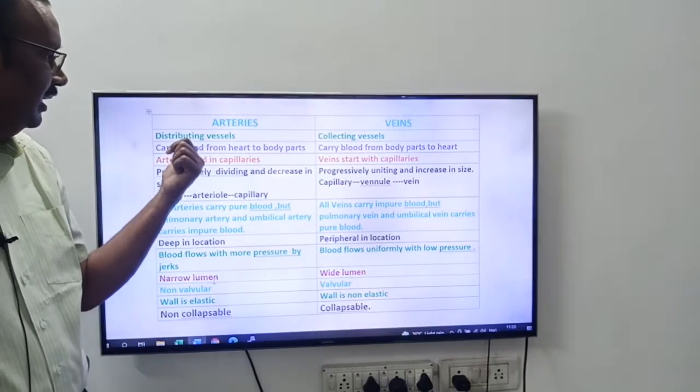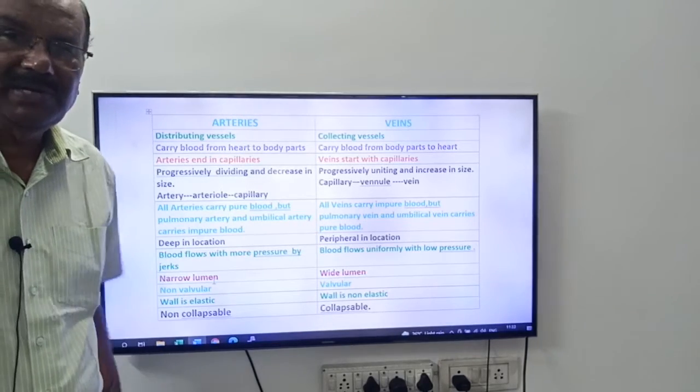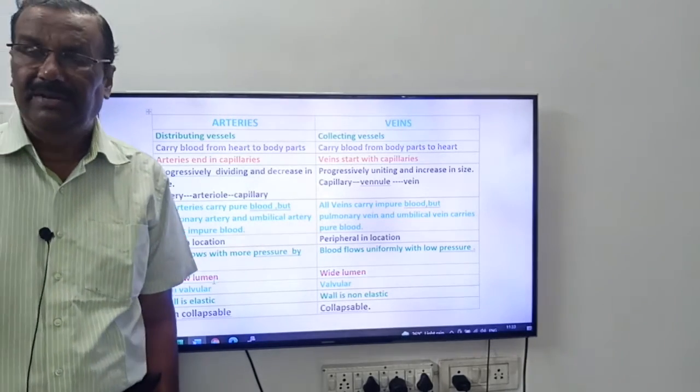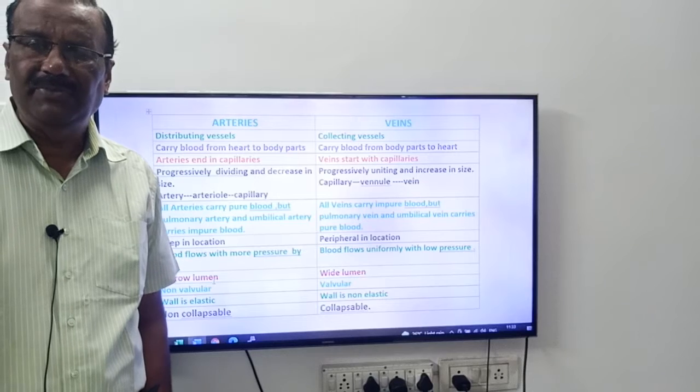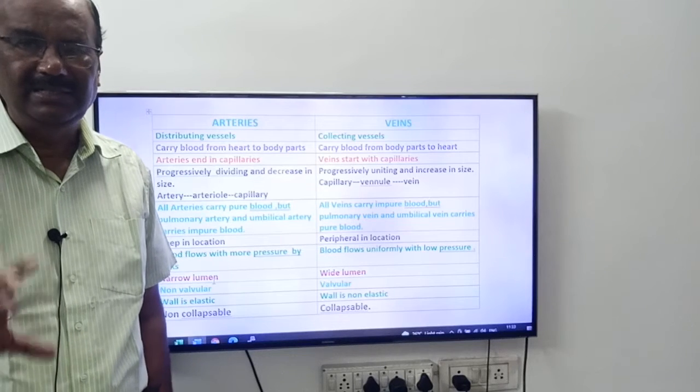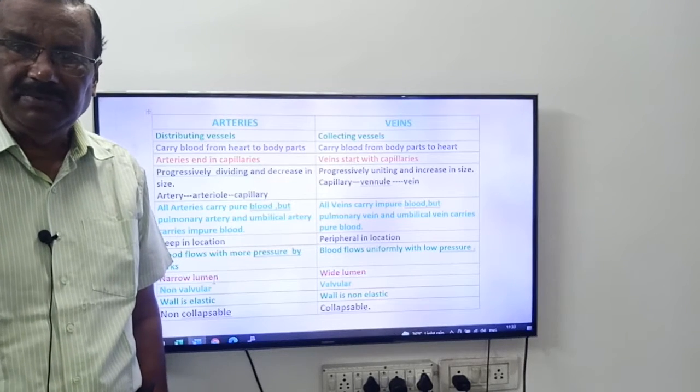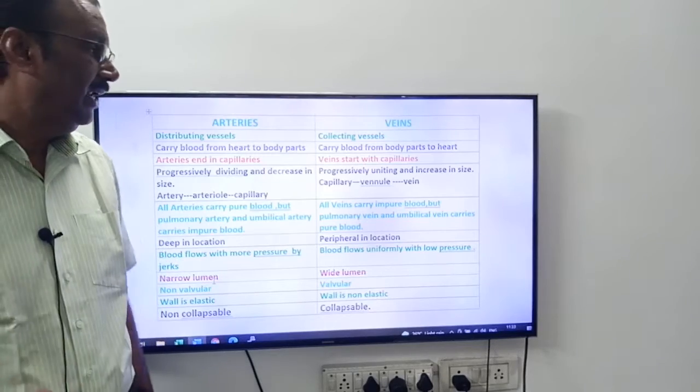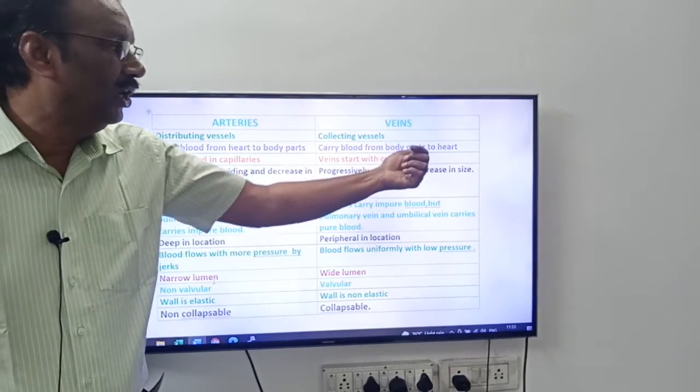Next, arteries carry blood from heart to body parts. Simple. Whenever you hear of a blood vessel which is carrying blood from heart to body parts, that is an artery. Arteries carry blood from heart to body parts, whereas veins carry blood from body parts to heart.